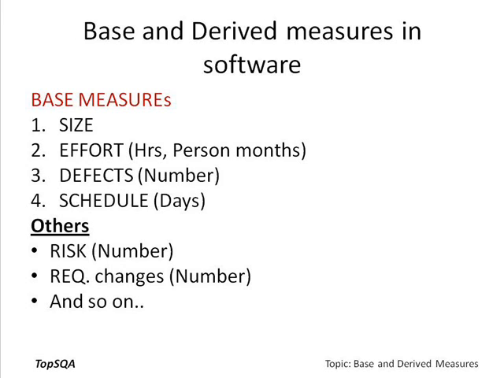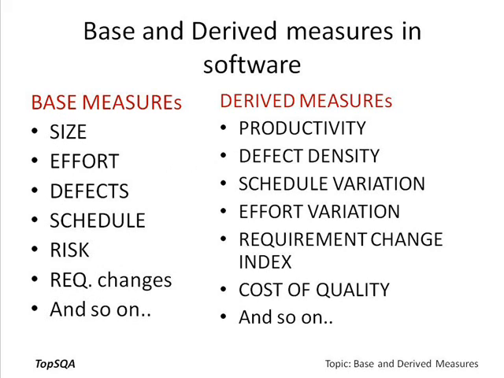So what would be the derived measures that we can compute from these base measures? Very simple. And again, this would be something of common sense, like productivity, for example, right? Defect density, which is an indicator of quality. Schedule variation, effort variation, cost of quality. All of these are derived metrics. So please note that all of these have a definition, and all of these have a numerator and a denominator. It's a ratio.